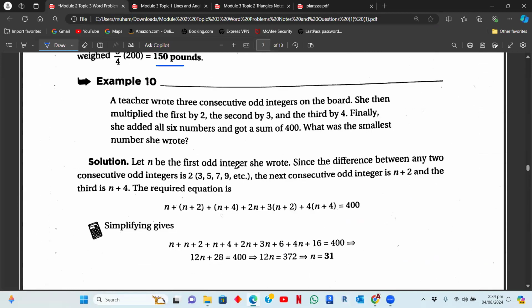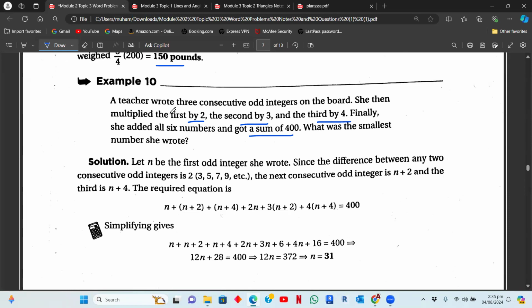We can do this last example before we head on to the assignment. A teacher wrote 3 consecutive odd integers on the board. She then multiplied the first by 2, the second by 3, and the third by 4. Finally, she added all 6 numbers and got the sum of 400. What was the smallest number she wrote?